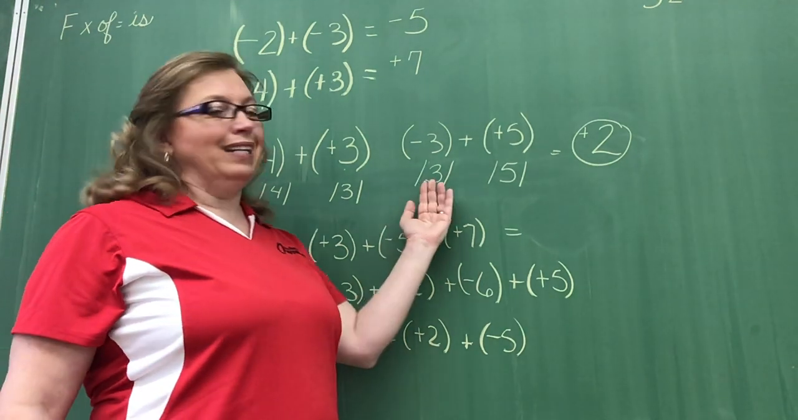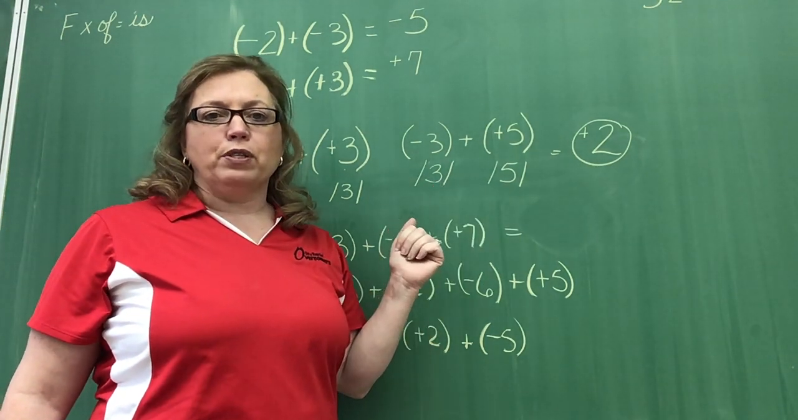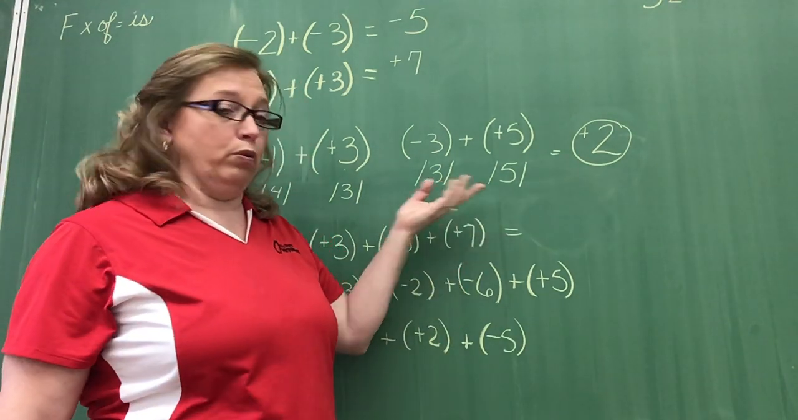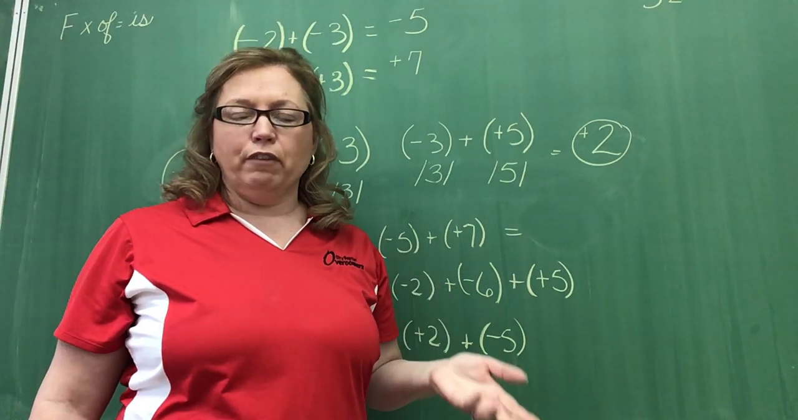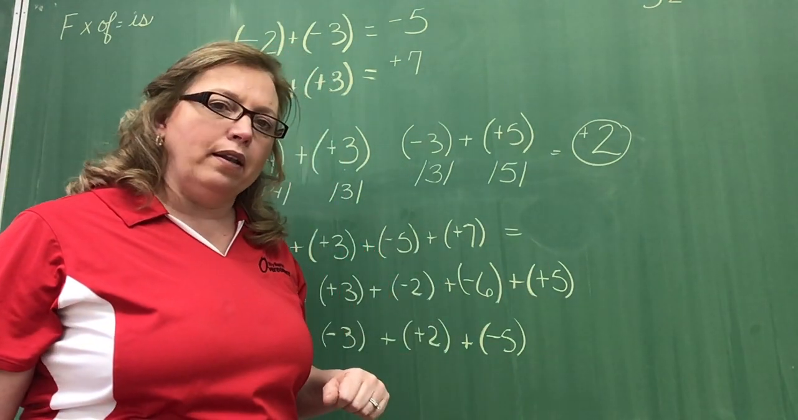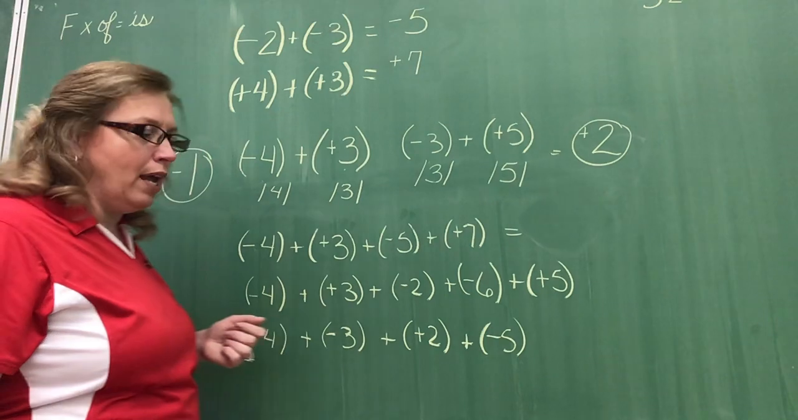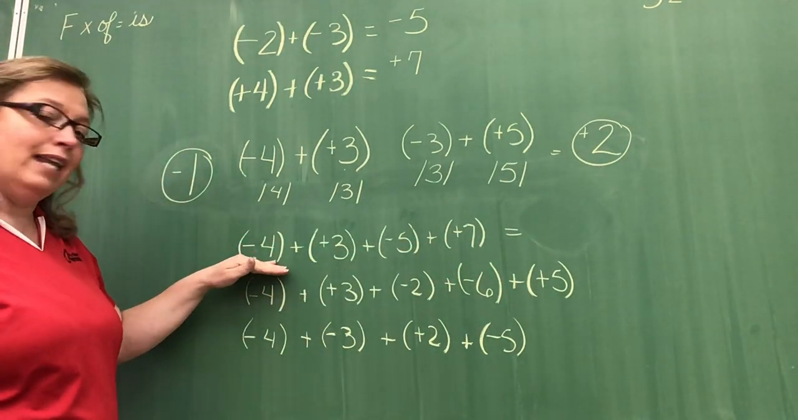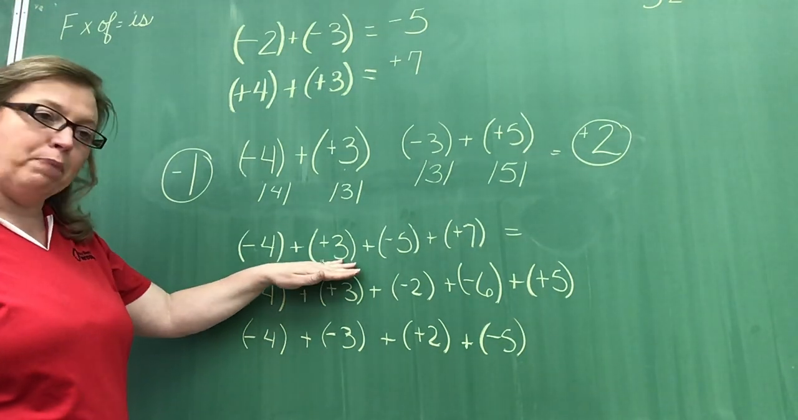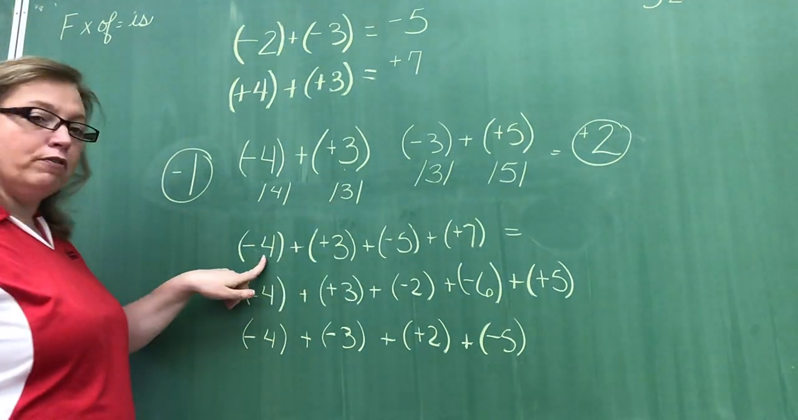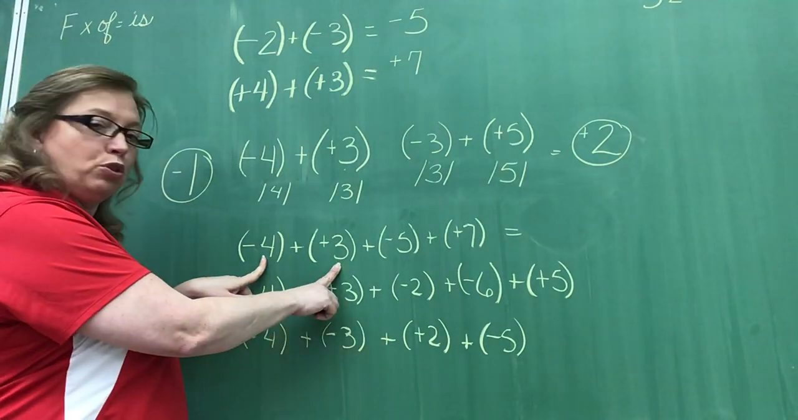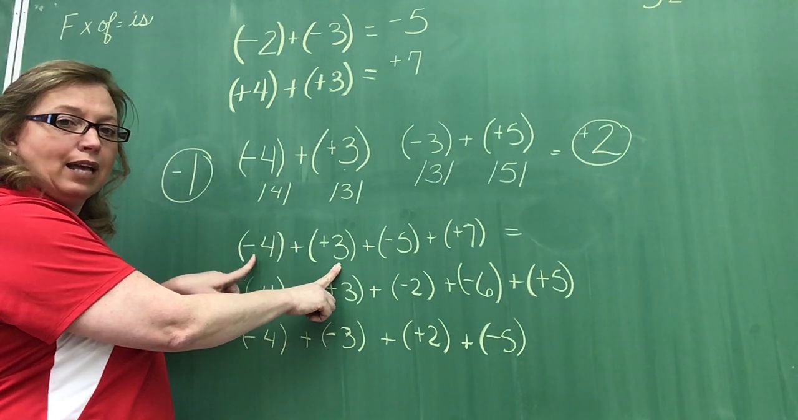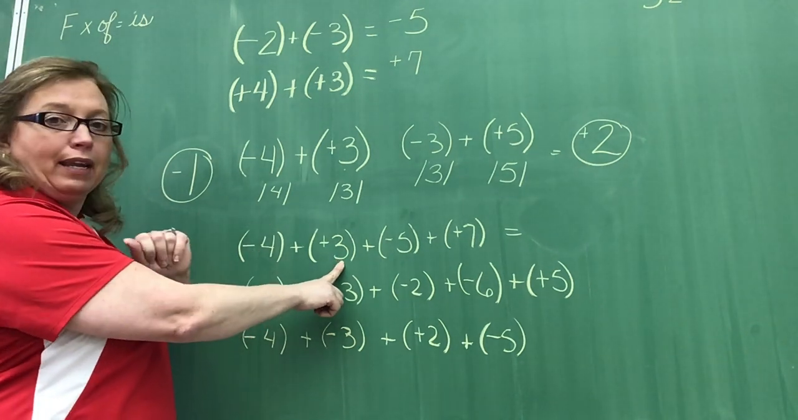Now, you don't need to write down the absolute values each time. You just need to understand the process. You can surely write them down if you get confused. But let's try one doing it mentally. Say, okay, we're going to do this whole problem mentally. So we have -4 plus +3. Well, the absolute value is 4 and 3, so the difference is 1. Take the sign of the greater one, that's negative. So my answer is -1.